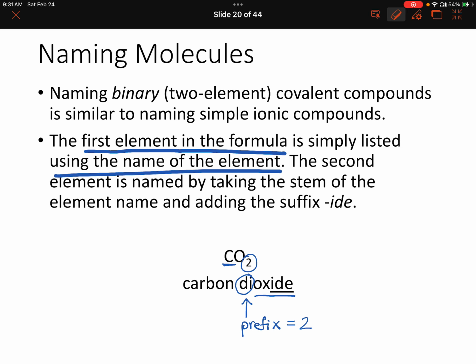However, let's say you had just CO. So the second element was by itself. Now we're going to use that prefix mono. So it's carbon monoxide. So don't ask me why they do it this way. It's just how they do it. Just part of the rules. I didn't make them, I just follow them.